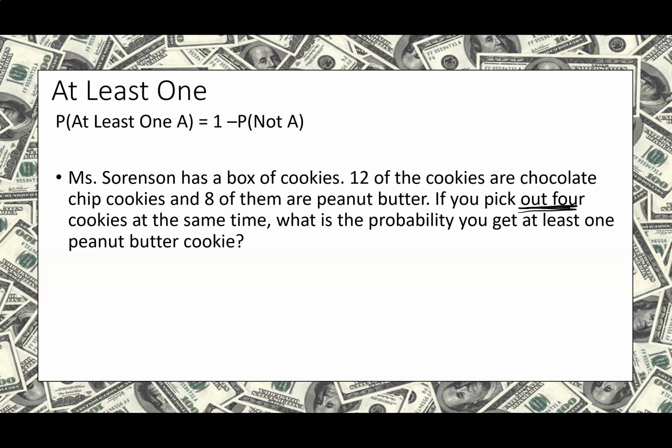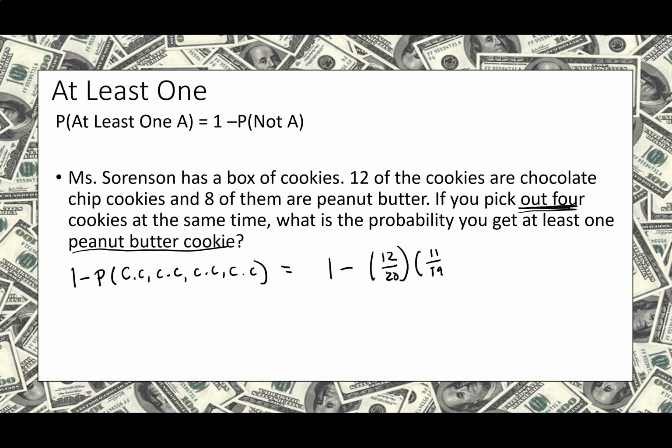Miss Sorensen has a box of cookies. 12 of them are chocolate chip, 8 of them are peanut butter. If you pick out 4 cookies at the same time, what's the probability you get at least 1 peanut butter? Well, probability of that is going to be 1 minus the probability of not getting a peanut butter. So that would be chocolate chip, comma, chocolate chip, comma, chocolate chip, comma, chocolate chip. So that's going to be equal to 1 minus 12 out of 20. Then we pick a chocolate chip. We're down to 11 chocolate chips out of 19. Down to 10 chocolate chips out of 18 cookies. Down to 9 chocolate chip cookies out of 17.